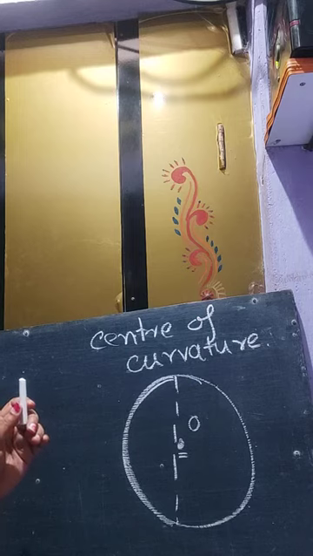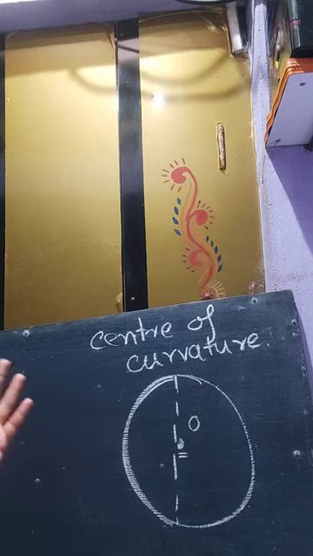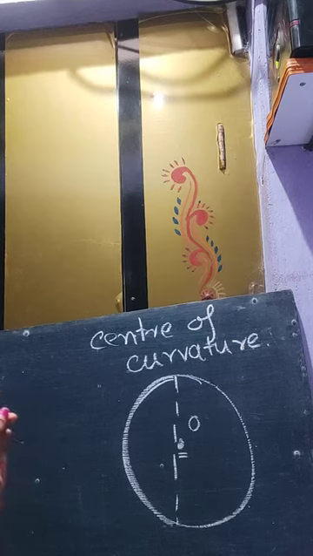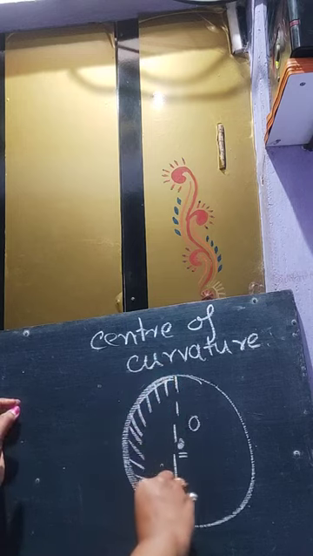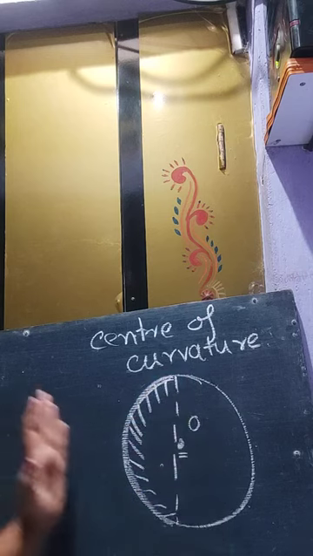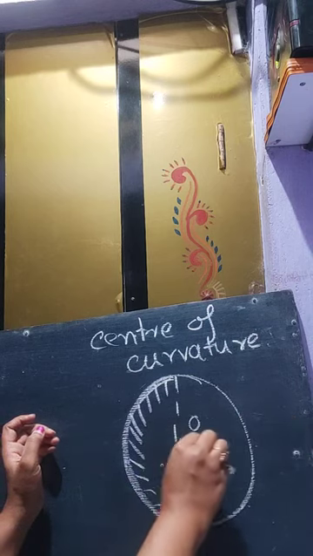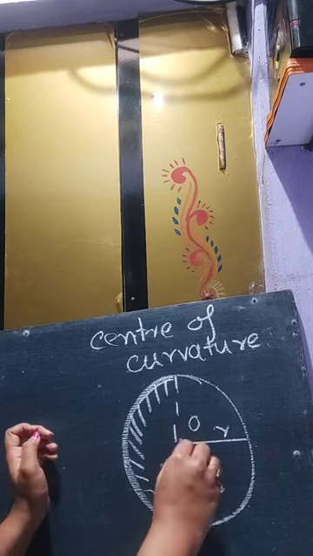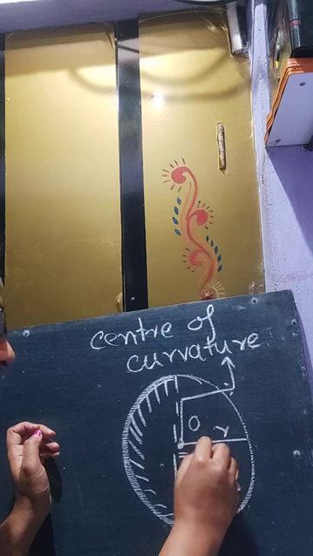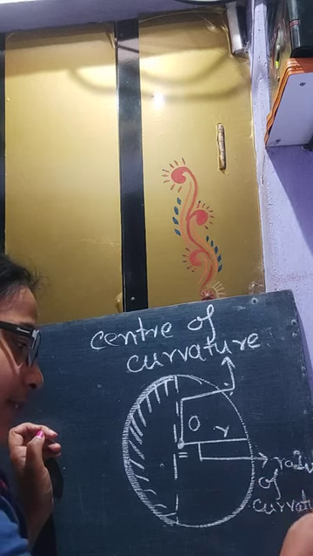Next, radius of curvature. What is radius of curvature? The radius of the sphere of which the spherical mirror is a part is called the radius of curvature of the spherical mirror, and it is denoted by the letter R. From this sphere I have taken this mirror. This is the non-reflecting part, and this bulgy part is treated as the reflecting part. So this mirror is taken from this sphere, and the radius of this sphere is known as the radius of curvature. Hopefully it is clear. So this O is known as the center of curvature, and this R is known as the radius of curvature, right?